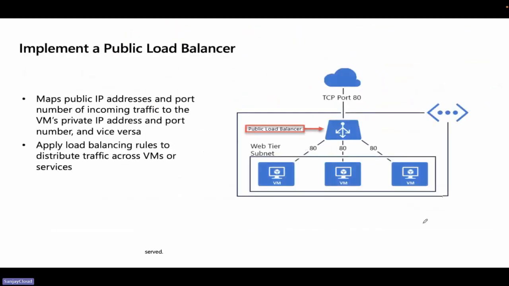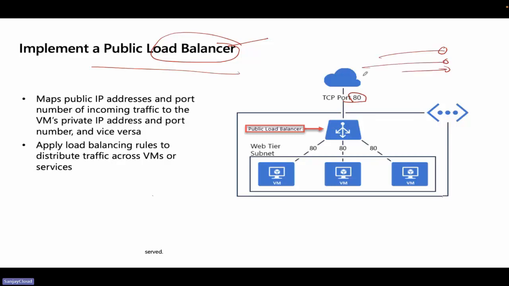Let's move to the next part, implementing a public load balancer. When it comes to a public load balancer in Azure, we are talking about a legacy standard load balancer. It supports port 80. Users who send requests to your load balancer will send on port 80. What if I want encryption, that means HTTPS, SSL? That is not supported on the standard load balancer.